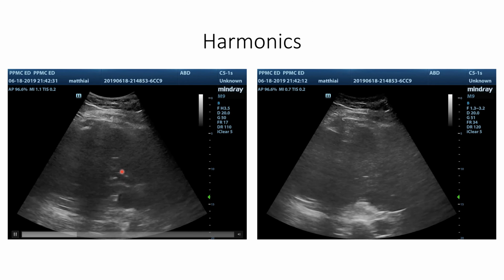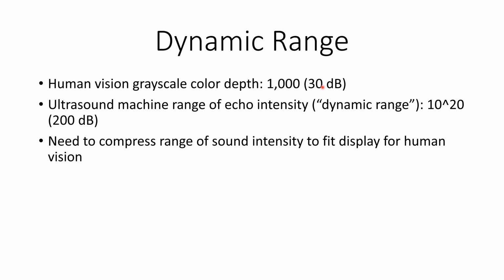So what do I mean by compressing? Well, the human vision has a grayscale color depth of about 1,000 shades of gray, which is equal to 30 decibels. 30 decibels is equal to 3 bels. A bel is basically just an order of magnitude, an exponent of 10. So 30 decibels is 3 bels, is 10 to the third, is 1,000. So a normal human can more or less see 1,000 shades of gray.